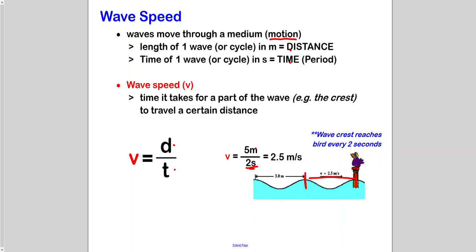So I would say 5 meters. It takes a 5 meter wave 2 seconds to travel to me for the next crest to get there. If I divide those, that is 2.5 meters per second. I know how fast the wave is traveling. So hopefully that helps as you organize your thoughts around the characteristics of waves. As always, there are other learning resources available to you if you'd like to review this again.